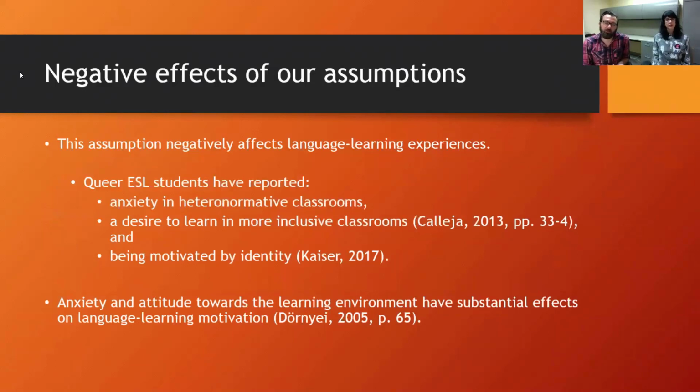For example, queer ESL students have reported anxiety in heteronormative classrooms. They have expressed a desire to learn in more inclusive classrooms where our materials show more perspectives. And interestingly, to me at least, a lot of them are motivated by issues of identity. So they come here and learn English in order to exist in a place that might be more supportive of them. And we know that anxiety and attitude towards learning and the learning environment have substantial effects on language learning motivation. And some of these things would negatively affect their experiences in our classroom.